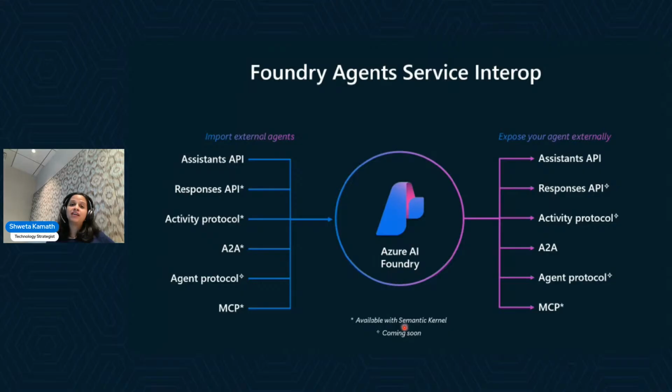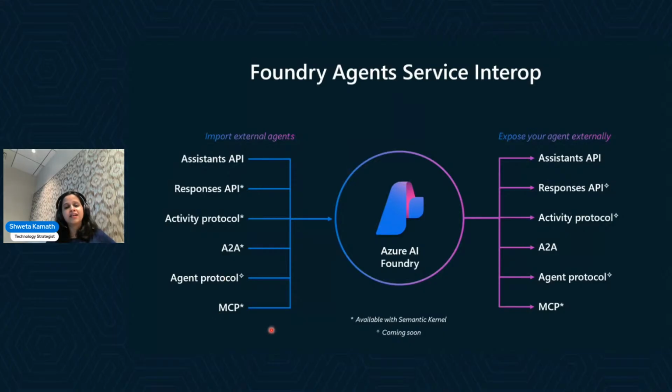Similarly, if I want to expose my Foundry agent service externally, that again is possible. These are the APIs that allow you to do it: the Assistants API, the Responses API by OpenAI, which are present. You have A2A, which we know is the agent to agent protocol. That again makes it very simple. MCP, like we just discussed.